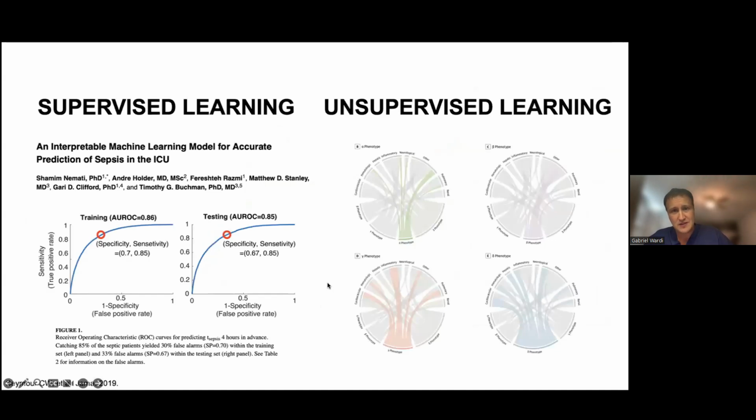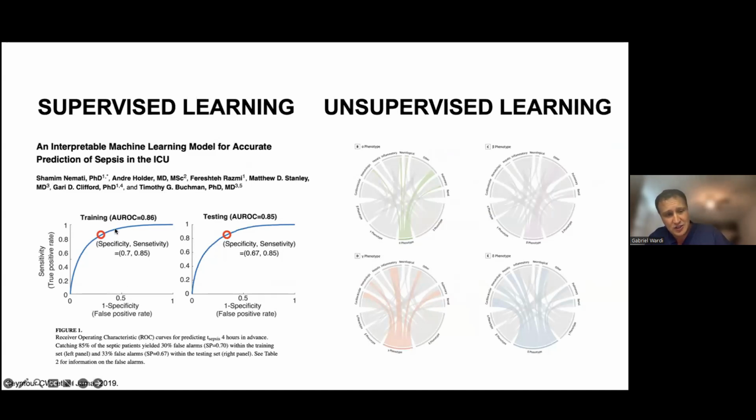Now, here are some examples of the literature out there that illustrate this before we jump into what we did at UCSD. On the left is one of the first, and probably one of the biggest, publications on a supervised learning model to predict sepsis within the intensive care unit. This was put out in 2018 in Critical Care Medicine. A few names to take a look at: Tim Buchman is the outgoing editor-in-chief of that journal, and Shamim Nemati is one of my personal mentors who developed this at Emory.